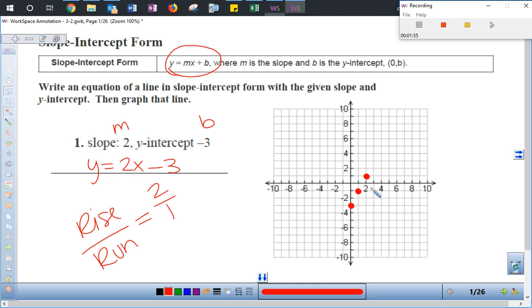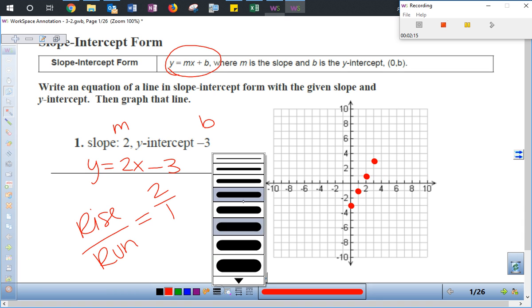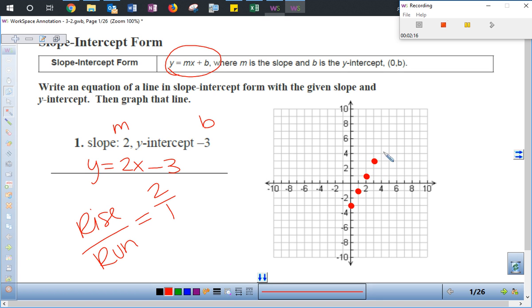And then here at the high school level, we like to make sure there are 4 points on your graph. So you need to make sure that your graph has 4 points. If you have 3 points, that's not enough. 4 is the number that we're looking for. So we go up 2 to the right 1, up 2 to the right 1, up 2 to the right 1. When we have 4 points, we get our straight edge, and we connect our dots all the way through.